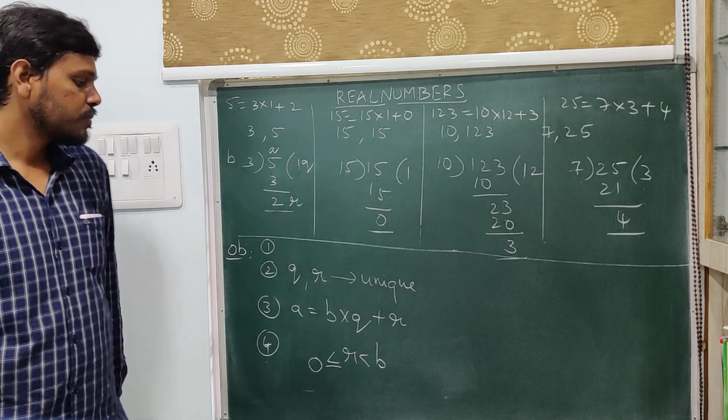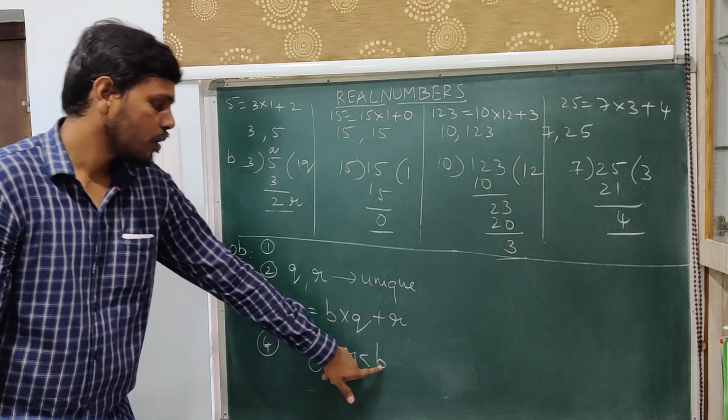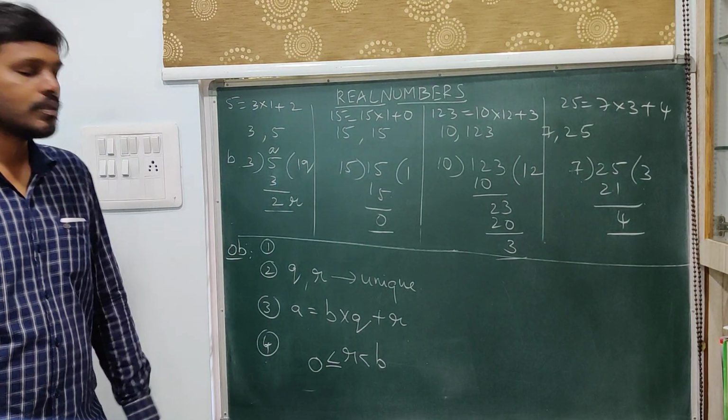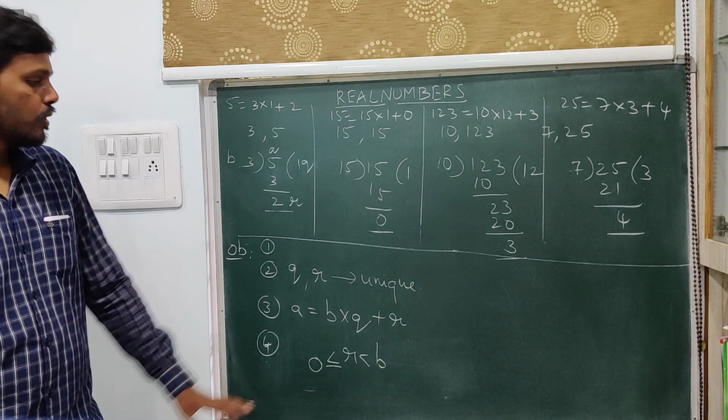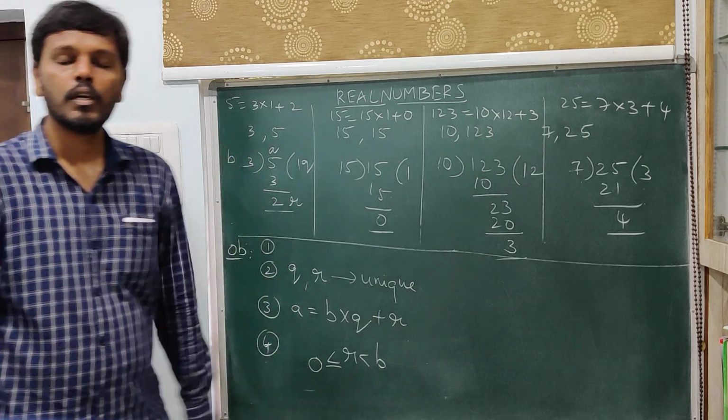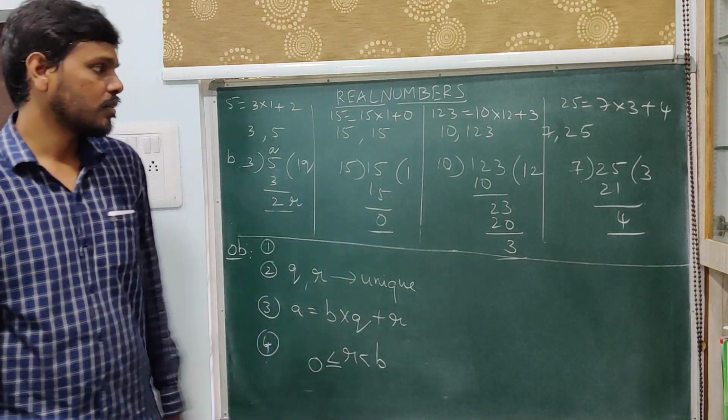And the last observation is that this r is always less than b and the least value of r is 0, that is, it cannot go beyond 0. So these are the four observations which I can make whenever I am given two positive integers. Now I will generalize the same.